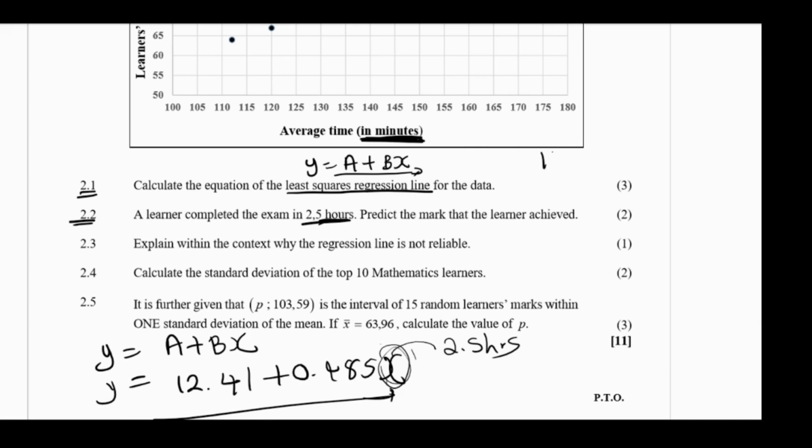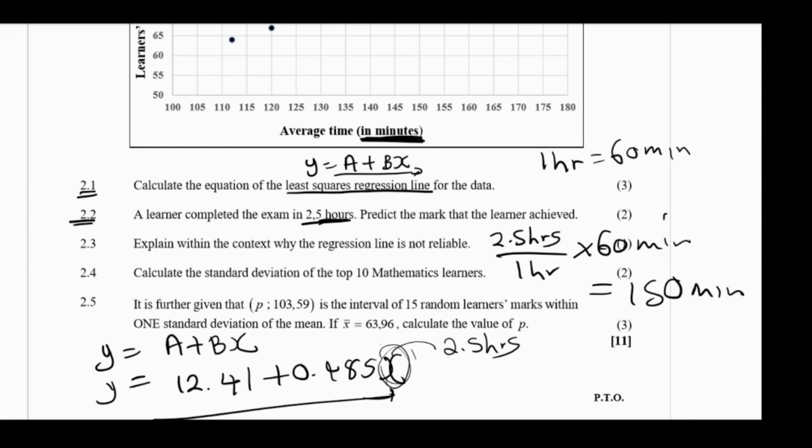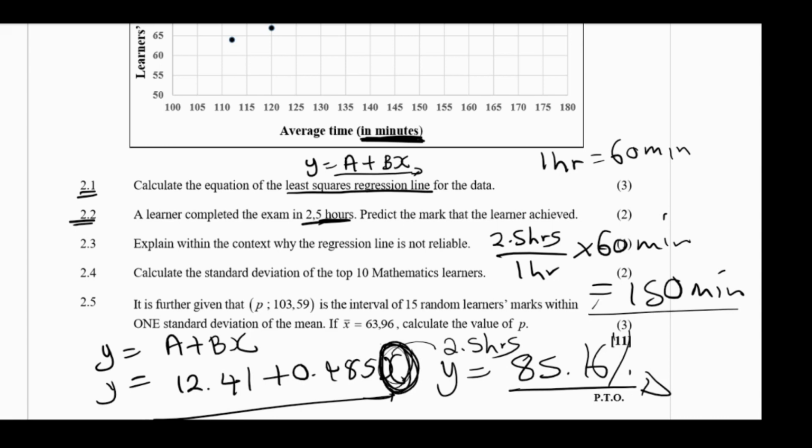So you're going to say 1 hour is equal to 60 minutes, right? But you have 2.5 hours. So it's going to be 2.5 hours divided by 1 hour times 60 minutes. Then the answer that you're supposed to get is 150 minutes. Then you substitute that 150 minutes in this x value here, and your y is supposed to be 85.16%. So this is the percentage for the learner in 150 minutes.